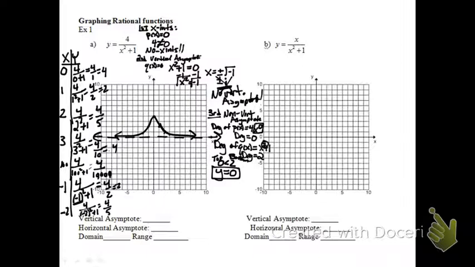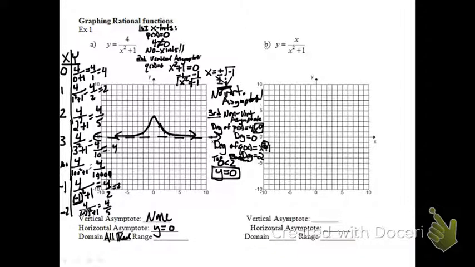Now, some of the questions that I'll ask you once it's graphed is what is the equation of the vertical asymptote and horizontal asymptote? And the vertical asymptote, well, there was none. The horizontal asymptote was y equals 0. My domain, since there was no vertical asymptote, I can plug in any x value in the world that I would like, and so that means it's going to be all reals.